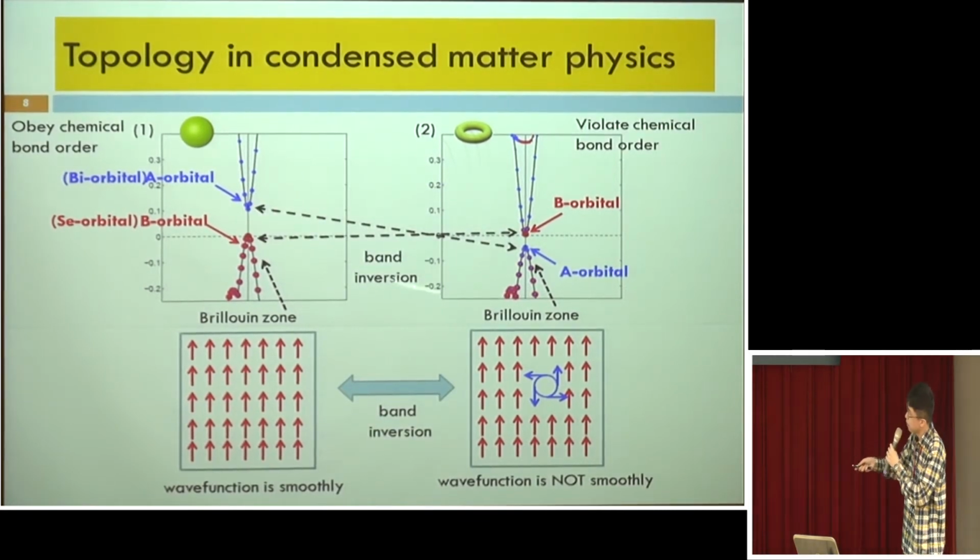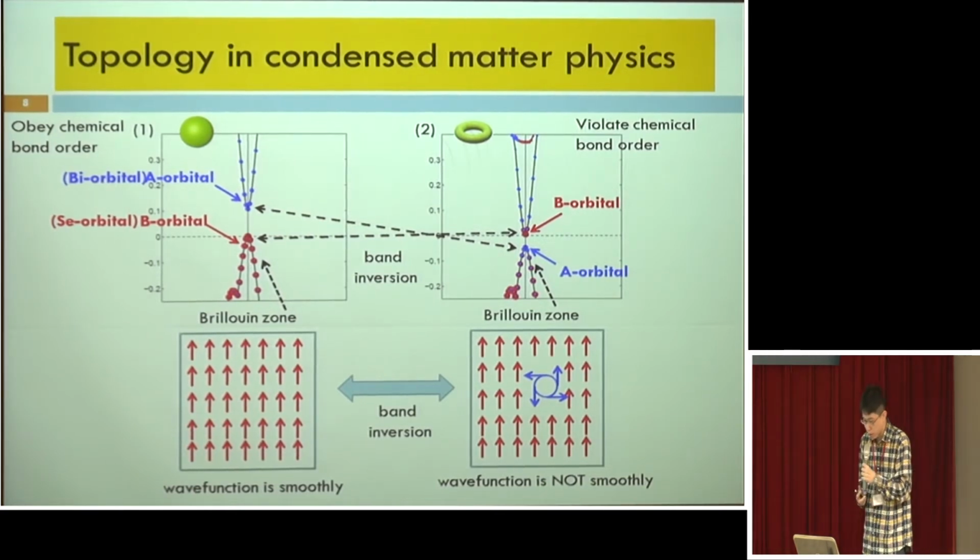In this case, we can see the valence band and the conduction band exchange their orbital character. We call this band inversion. Band inversion means the system violates the chemical bond order and induces the topological phase transition. In the single particle framework, a topological phase transition must accompany a band inversion process.